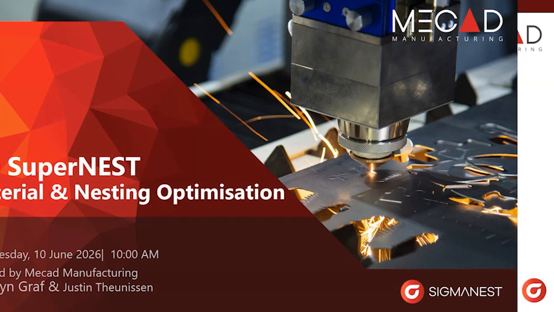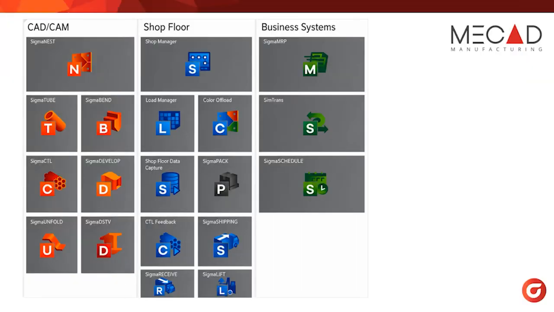Most of you will already be familiar with SigmaNEST as a nesting solution, but you may not be aware of the wider range of software solutions that we offer. As you can see here, the SigmaSUITE includes everything from quoting and tube cutting software to CNC press brake programming and shop floor control, and even a fully integrated MRP system. This is just a snapshot of the complete SigmaSUITE ecosystem that helps our customers streamline operations and improve efficiency across their entire manufacturing process. If you'd like to learn more about any of these solutions, please feel free to reach out to us after today's session.